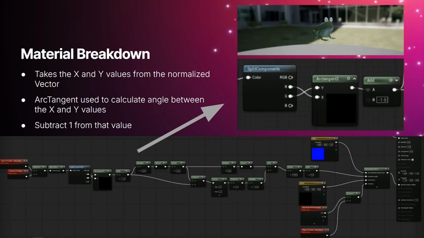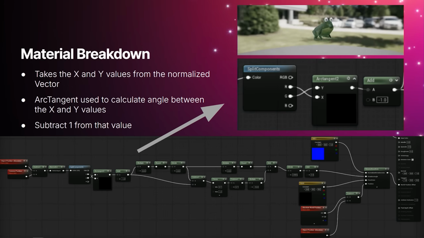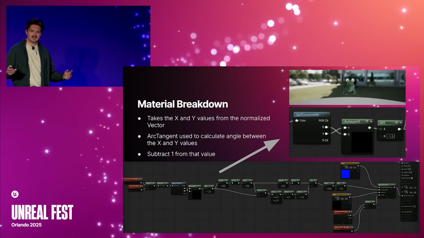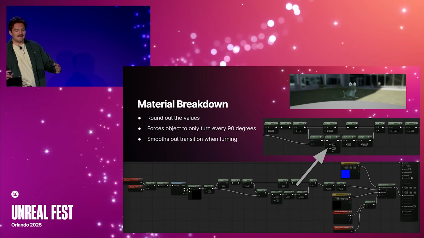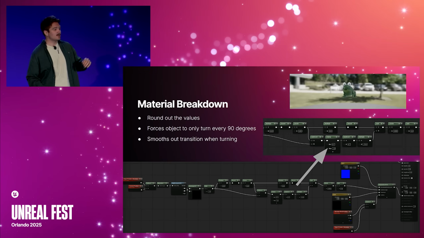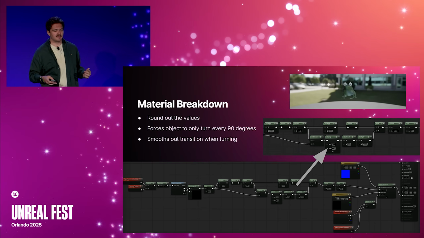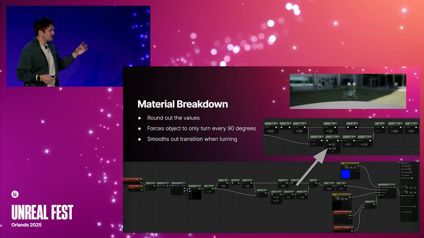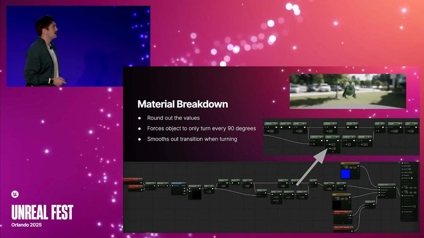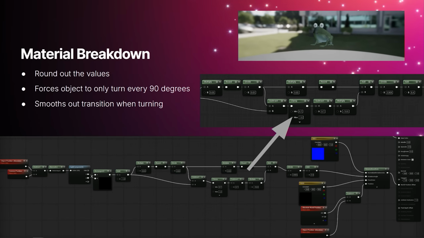After that, we get the x and y values from that vector, and we get the arctangent to calculate the angle between those two values and then subtract 1 from it. I'll give you a second for the picture. And then after that, we round out these values. So this is how it's only turning every 90 degrees, is we're sort of smoothing it here. Again, because it's not saving any data from previous frames, you can sort of catch it in the middle if you get at a close enough angle. But for the average player walking around, it will turn to face them at all times. You'll see, I'll slow down for a second right there.